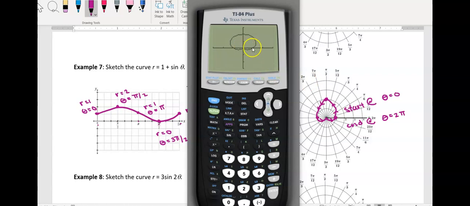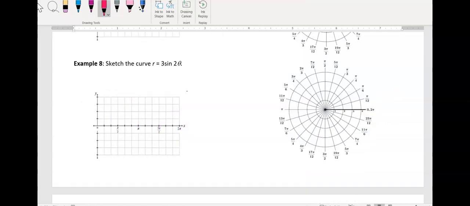It comes out a little bit at the bottom here. It goes up to this high point and it curves its way around. So that's how you can use your calculator to double check to make sure what you're doing on your paper is accurate. Now let's look at example 8. Again, I want you to think about those transformations. So this number in front here, this 3, is changing our amplitude. So my amplitude is now a 3.